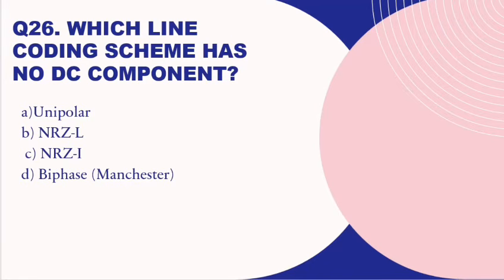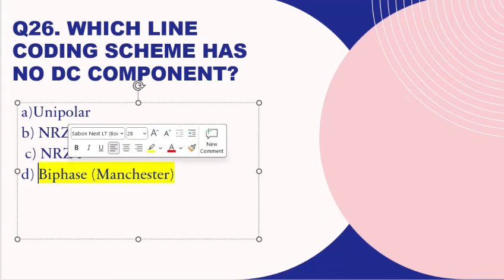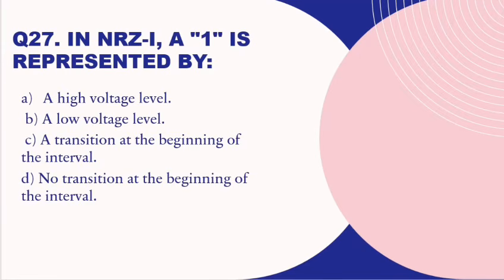Moving on to the 26th question, which line coding scheme has no DC component? Option A, unipolar, option B, NRZ-L, option C, NRZ-I, option D, biphase Manchester. I hope you all have paused the video and guessed the answer right. So the correct answer for this question is option D, biphase.